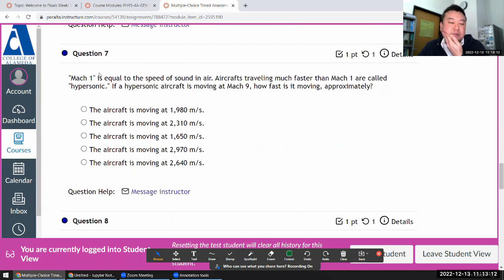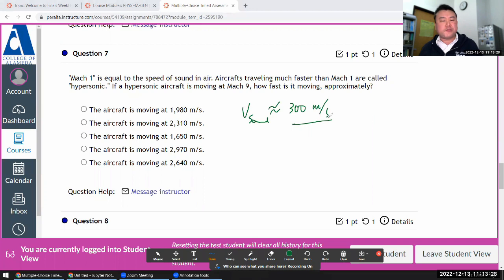Okay. Mach 1 is equal to the speed of sound in air. This is a number sense question. I think you are supposed to remember that the speed of sound is roughly 300 meters per second. The exact value depends on pressure, temperature, maybe not pressure, definitely depends on temperature. I don't think it actually depends on pressure. It's one of the surprising things. It depends on temperature. And so Mach 9, 9 times 3, 2700 is what I'm looking for.